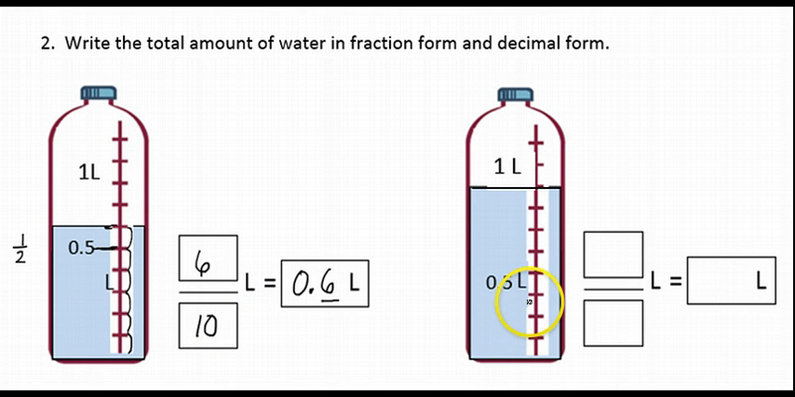For the next bottle, I have the same thing. It's a 1-liter bottle, which is a total of 10/10, and I can count my tenths to see where my water line ends. So this would be 1/10, 2/10, 3/10, 4/10, 5/10, 6/10, 7/10, 8/10. So as a fraction, I have 8/10 of a liter of water. To write that in decimal form, I would write 0.8, but I would still read it 8/10 of a liter.